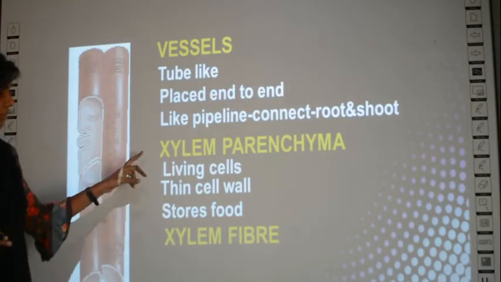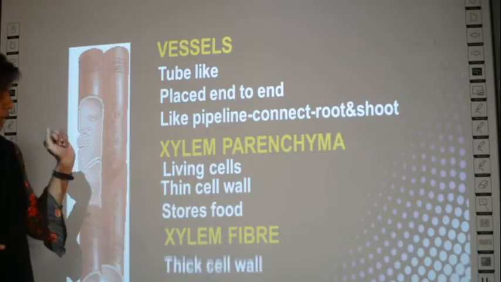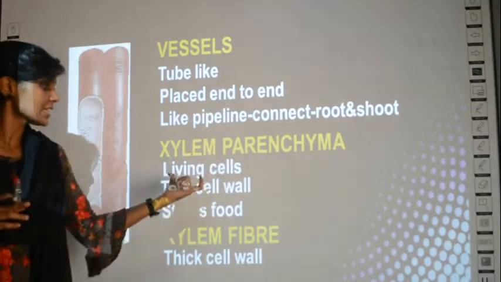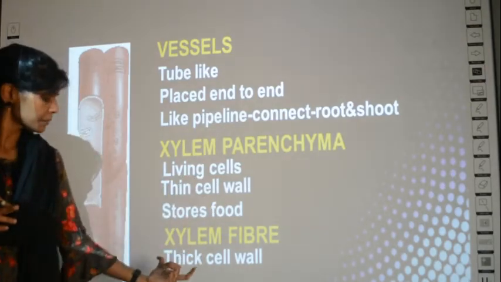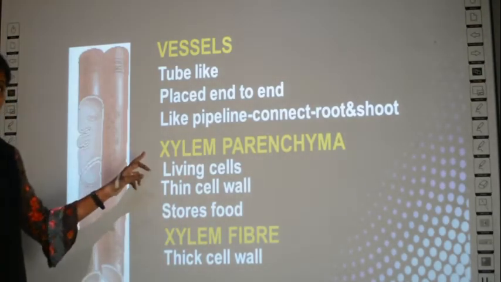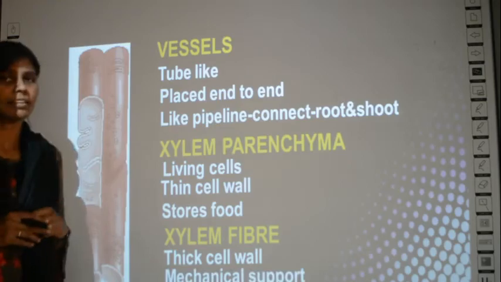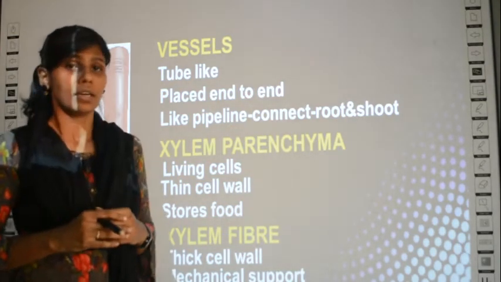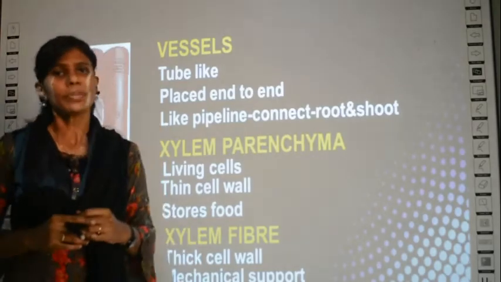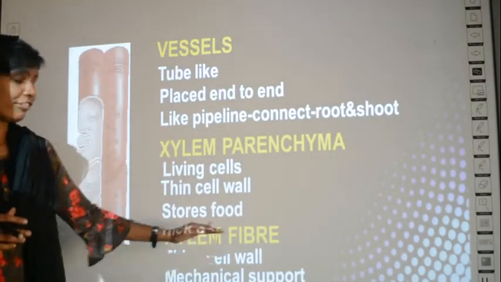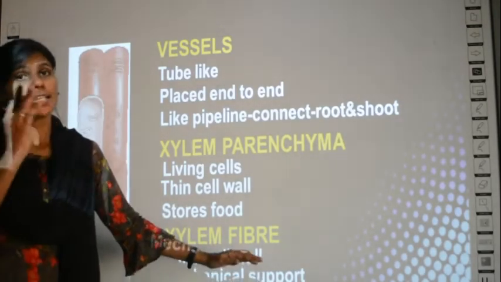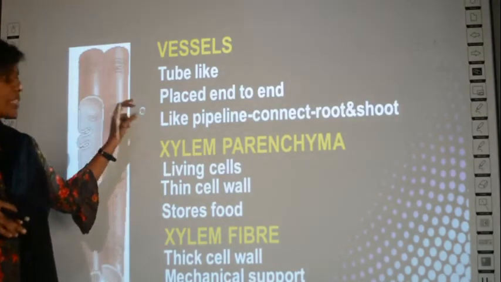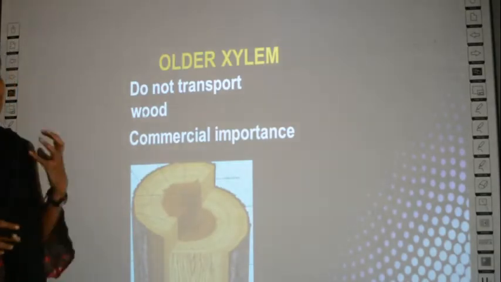What are the properties of xylem fiber? Xylem fiber has a thick cell wall. Xylem parenchyma has a thin cell wall, no? Whereas xylem fiber has a thick cell wall, and its function is to provide mechanical support. It gives support to the xylem. Xylem fiber is the one which provides mechanical support to the entire xylem structure. So this is about xylem.